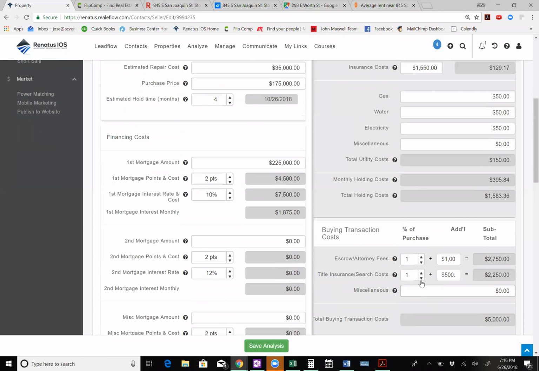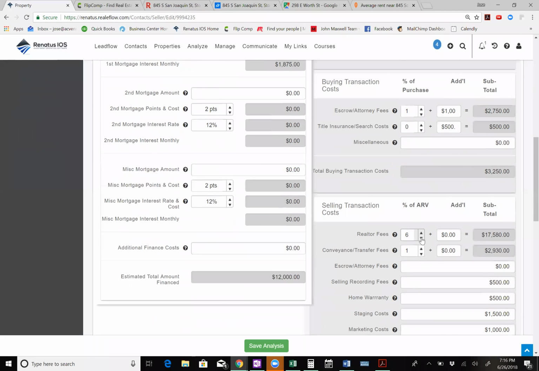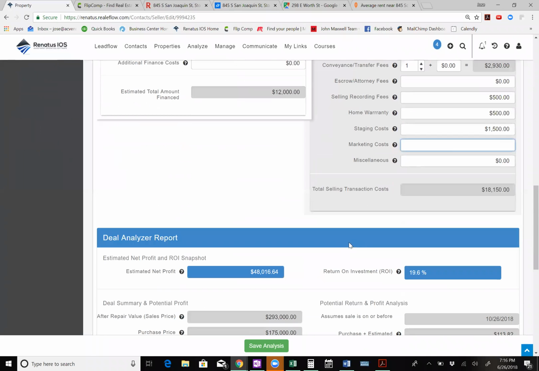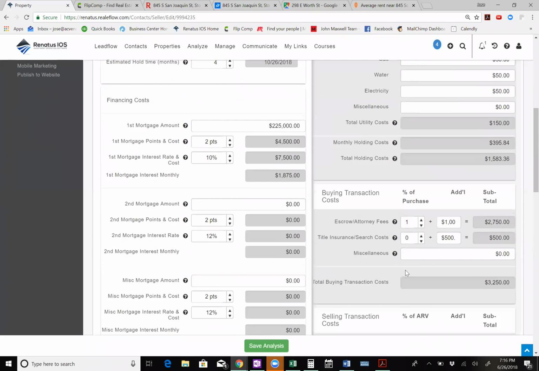Okay, and then I always do 1%. This is about right. 1 plus 1,000 bucks, 500. My realtor, it costs me about 4,000. Okay, 1% to title. No staging costs. Well, I am keeping staging costs in there now. Marketing costs, no. My agent's going to do that for me. If you see, it breaks all that down.